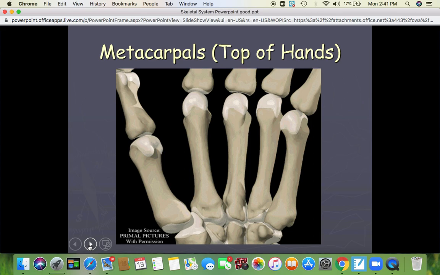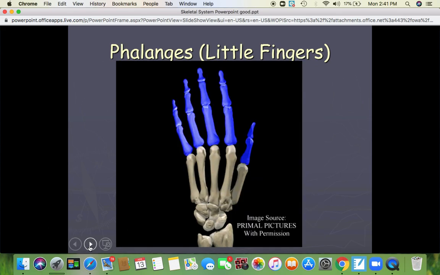Your metacarpals are your bones in your hand, like in the palm of your hand. So carpals wrist, metacarpals would be your hand bones, and then your phalanges would be your finger bones, or your last 3 bones in your fingers, last 2 in your thumb, as you see there. So we have carpals, metacarpals here, and then phalanges here.